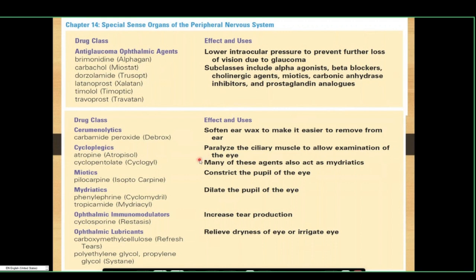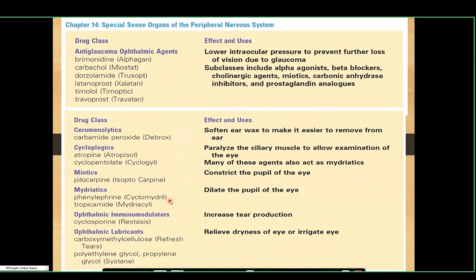Many of these agents also act as mydriatics. Example: atropine, Atropisol; cyclopentolate, Cyclogyl. Miotics constrict the pupil of the eye. Example: pilocarpine, Isopto Carpine. Mydriatics dilate the pupil of the eye.